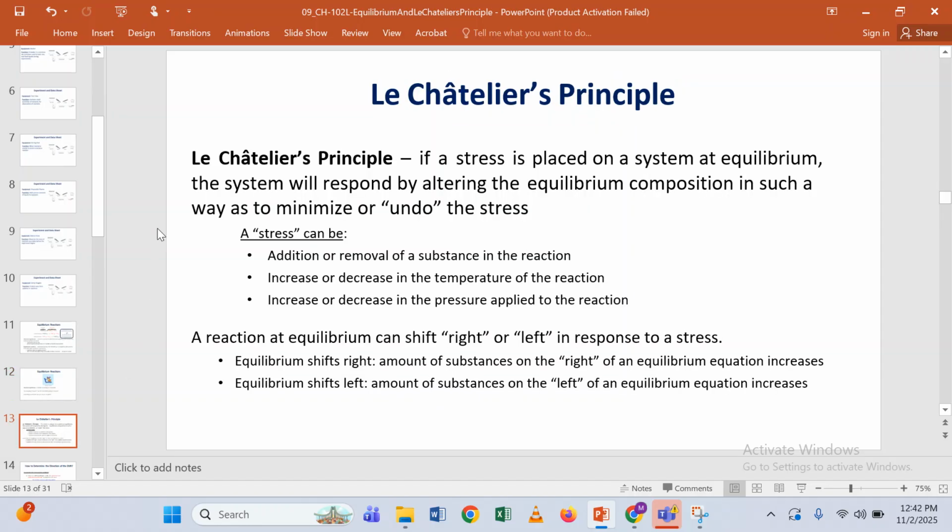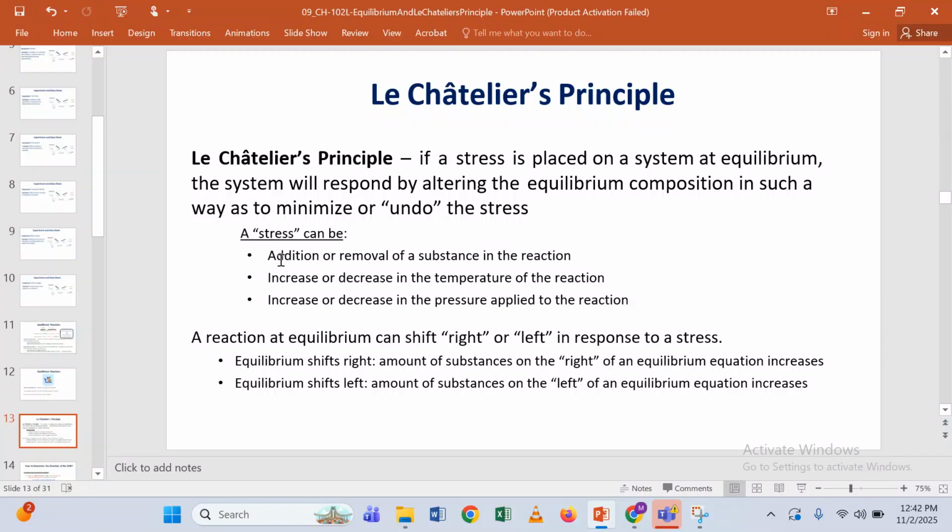Now let's talk about Le Chatelier's principle. If a stress is placed on a system, the system will respond by altering the equilibrium composition in such a way as to minimize or undo the stress. There are different types of stresses that you will see in today's experiment.